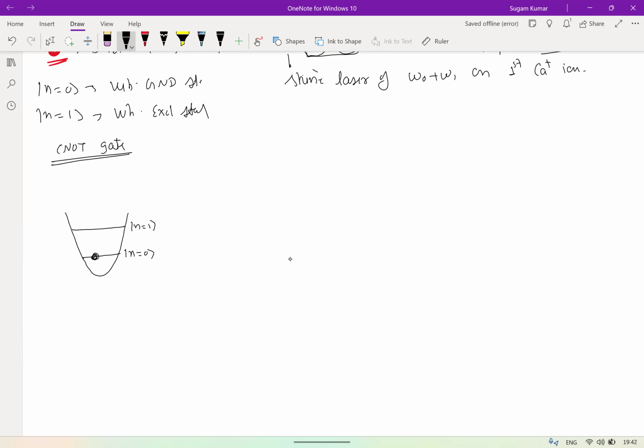And I can say 2 ions, both are in the electronic ground state, and also in the vibrational ground state. Then what I will do, I'm going to shine, in the first step, a photon on the first ion. But let us say I shine a blue sideband, a pi by 2 pulse on the first ion.